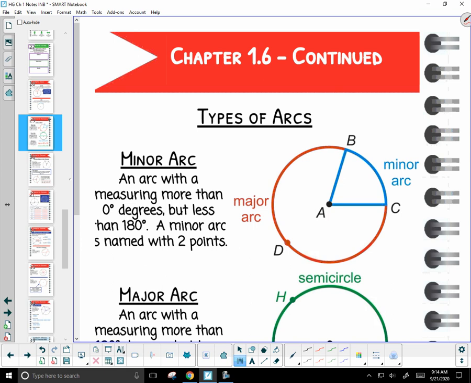We have 3 types of arcs, and I've tried to color code them for you. The first type is a minor arc. A minor arc is an arc measuring between 0 and 180 degrees, so more than 0, but less than 180 degrees. For instance, the blue right here is a minor arc. From B to C is a minor arc. We would call this arc BC. We put a little arc symbol above it, which I know is hard for you to do in your notes. We name a minor arc with only 2 points.